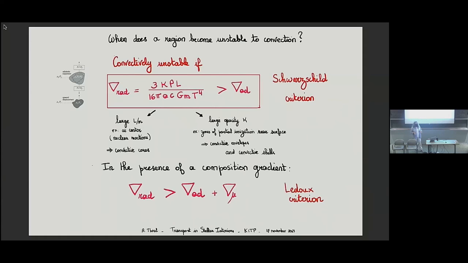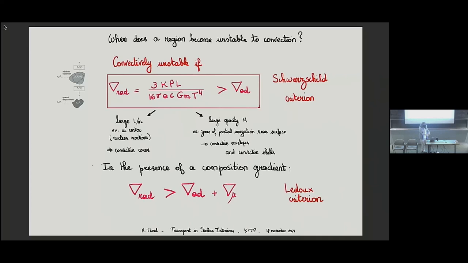It's easy to show that that leads to a criterion for instability, which can be written in terms of temperature gradients. So radiative temperature gradient larger than adiabatic temperature gradient means instability. This is called the Schwarzschild Criterion, and I assume you've all heard about that, maybe not. And so for that to happen, because the radiative gradient depends on opacity and on luminosity and temperature, you have several possibilities. Either you have a large opacity, and that happens if you have, for example, partial ionization regions, or you can have large luminosity, which happens if you have nuclear burning.